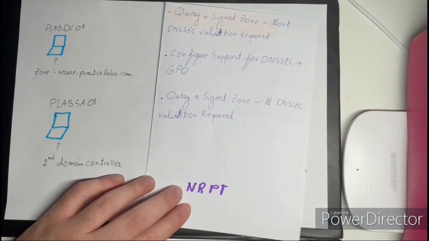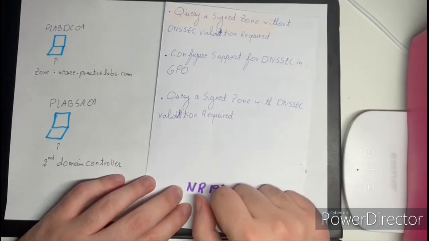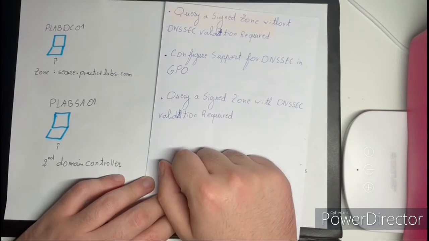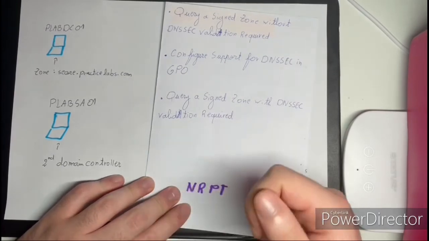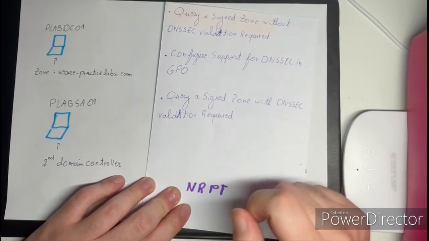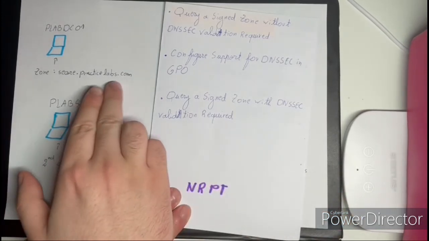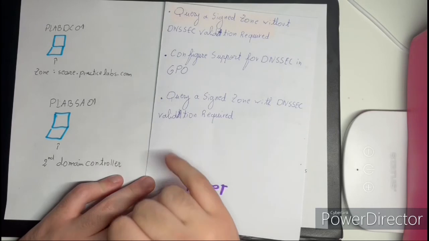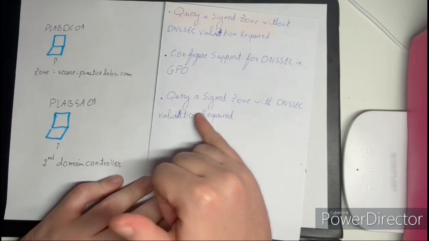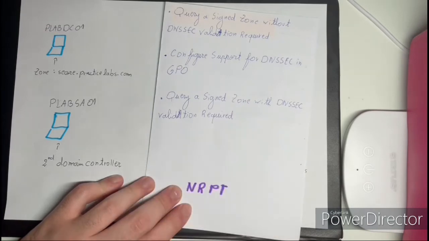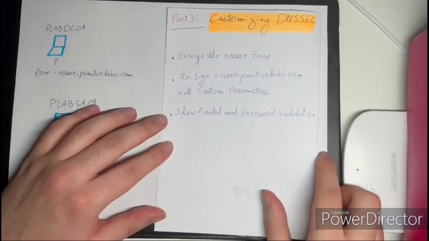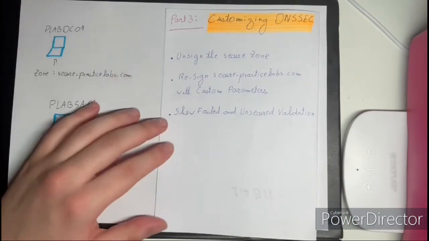Then after setting up a domain-based group policy for DNSSEC validation, we'll run a query to resolve a resource record, known as RR, on the signed securepracticelabs.com zone. And then in the last stage, we will pass through this query of a signed zone with DNSSEC validation required. And we're almost done, guys. And here's the last part, which will be much shorter compared to the previous ones.